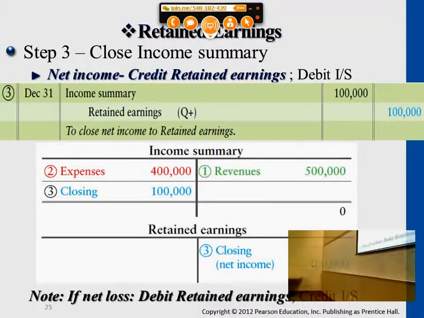Now, there's dividends. We would also close out dividends. Remember, companies do not necessarily give away dividends, but if there is that account, oftentimes we would also close dividends. Again, dividends reduce retained earnings. So when we close dividends, that would debit retained earnings, credit dividends.